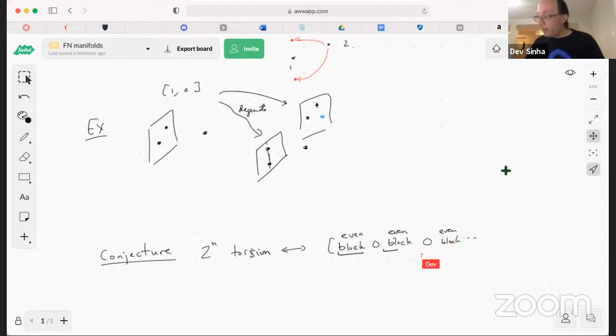And if I want 2 to the n torsion, I have to repeat, I guess, 2 to the n times. So, or 2 to the n minus 1 repetitions. Let me just conjecture it in this direction to be clear. I think there's other ways that sometimes you can get higher torsion, but this is going to be a main example.